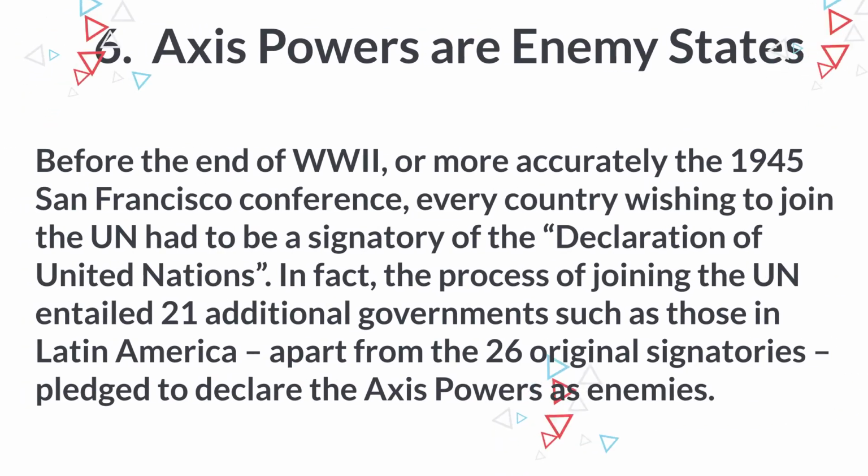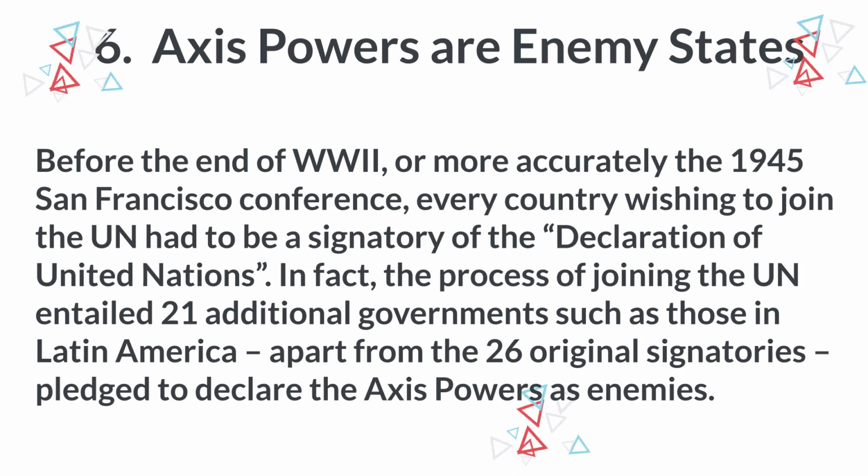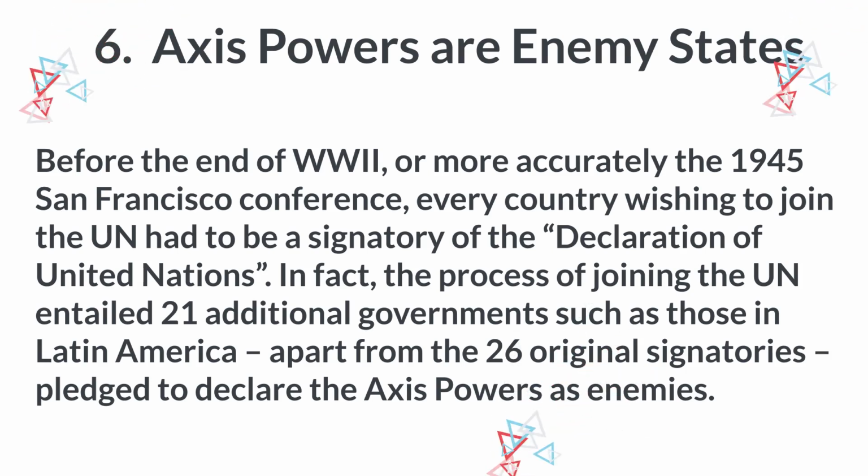6. Axis powers are enemy states. Before the end of World War II, or more accurately the 1945 San Francisco Conference, every country wishing to join the UN had to be a signatory of the Declaration of United Nations. In fact, the process of joining the UN entailed 21 additional governments such as those in Latin America, apart from the 26 original signatories, pledged to declare the Axis powers as enemies.